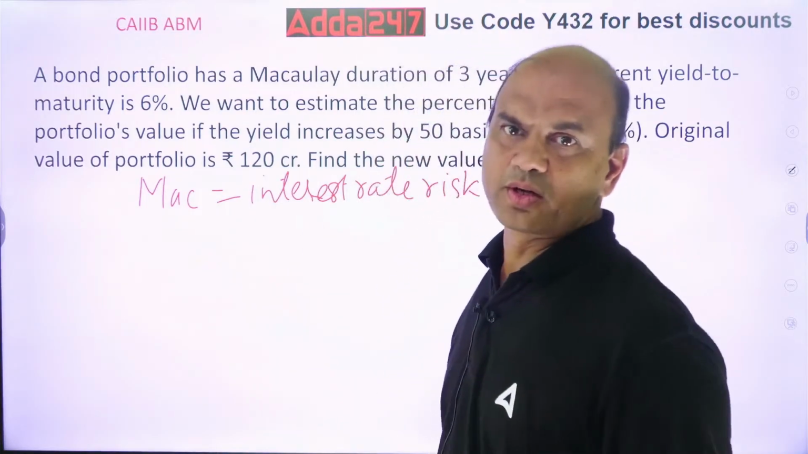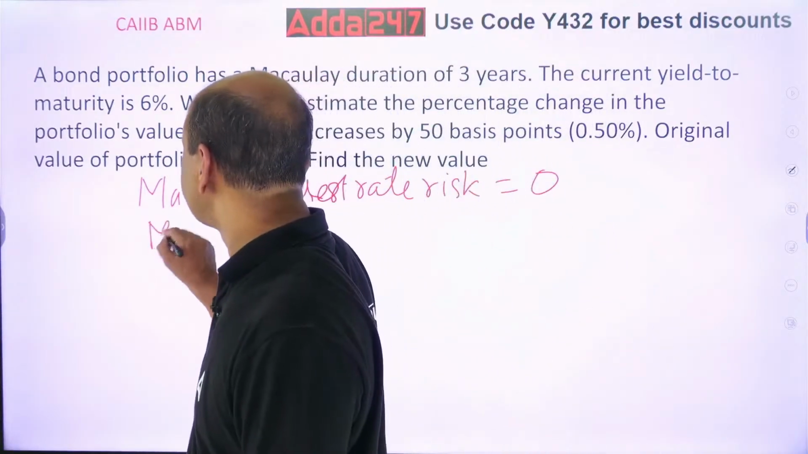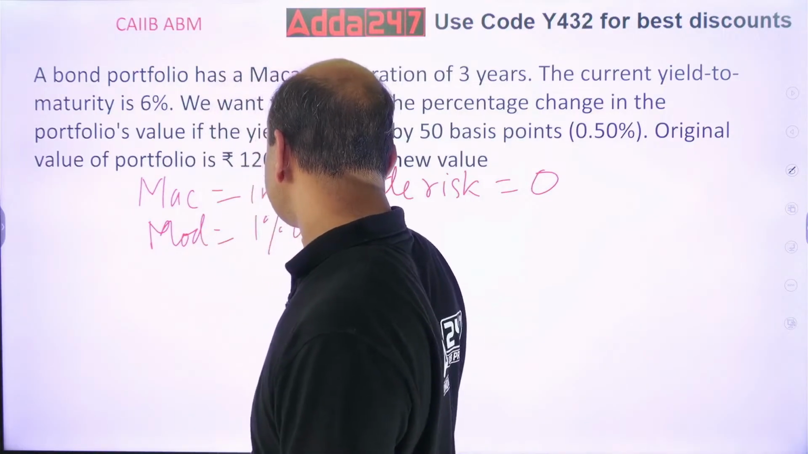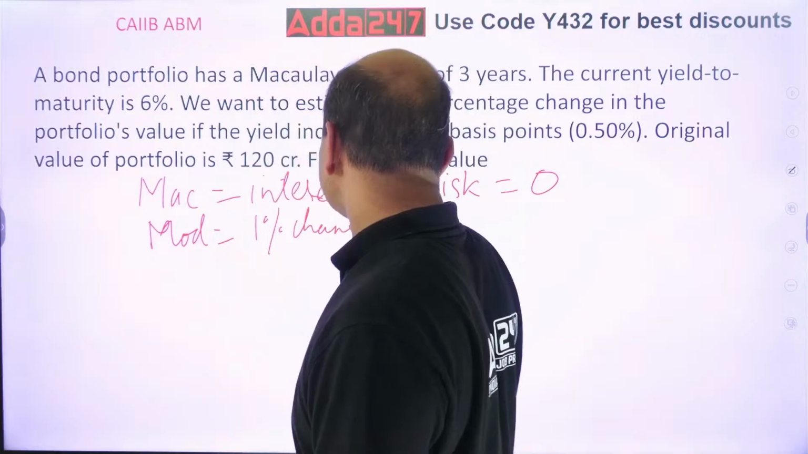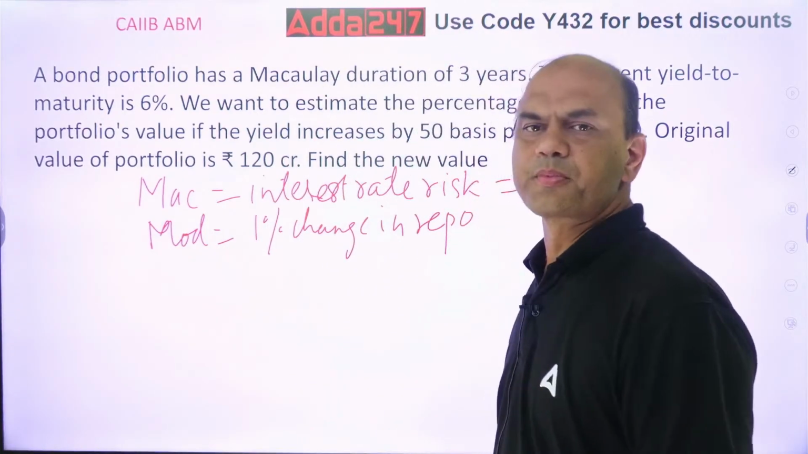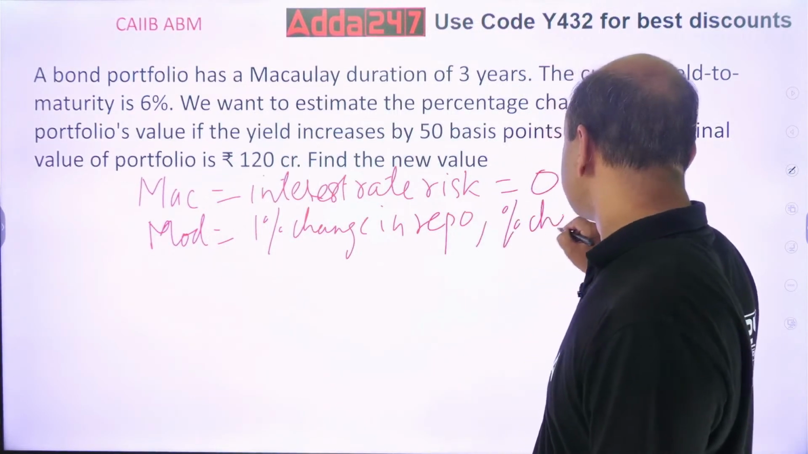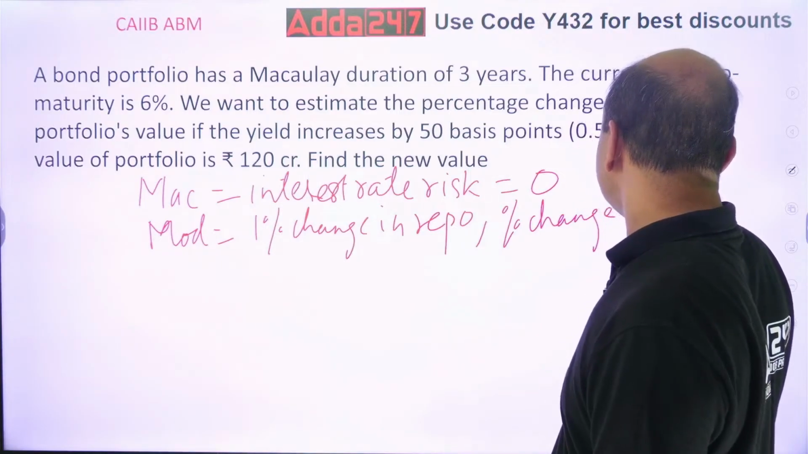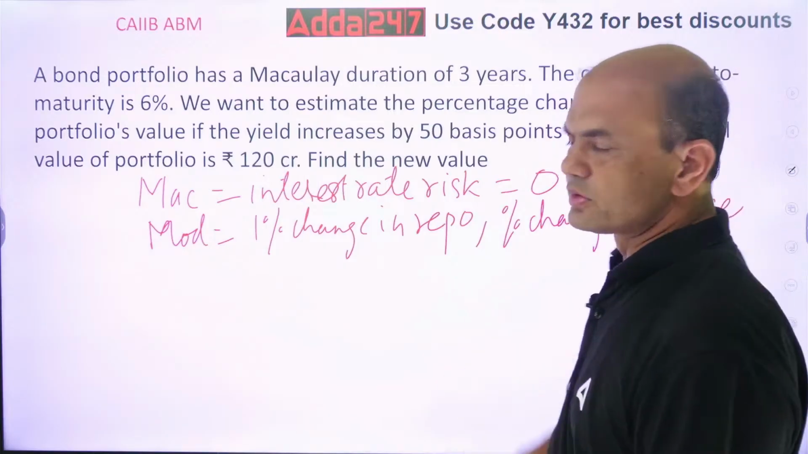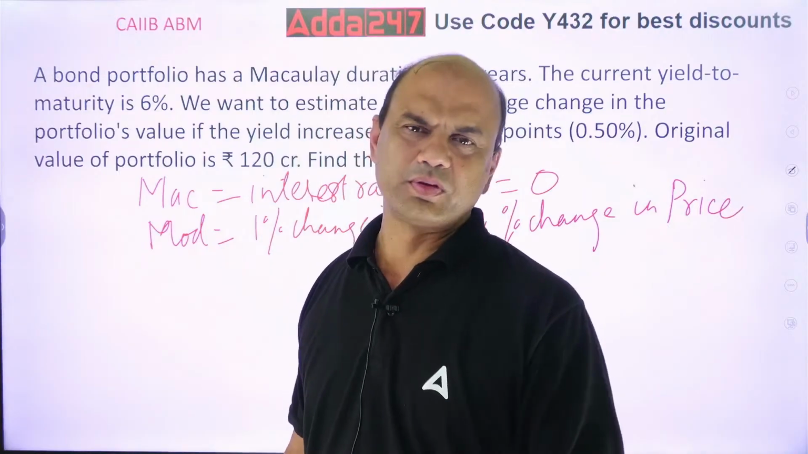Okay. During that tenure. Modified means, modified is for 1% change in repo. In repo or any benchmark, percentage change in price of the bond. This is known as modified duration. Price of the bond or the portfolio, whatever it is.